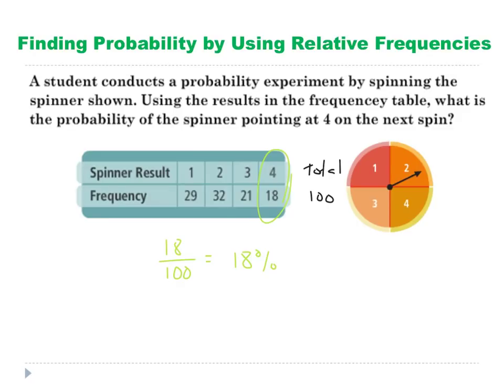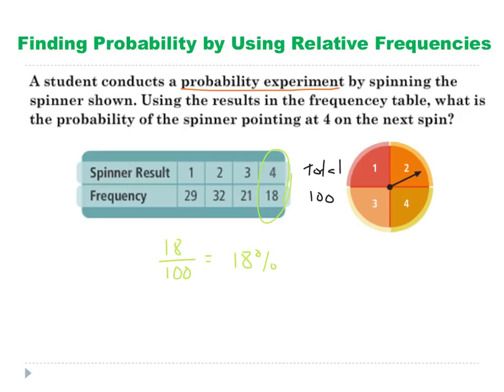All right, so again, we had to add them all up. Here there were 100 total. The frequency of spinning a 4 on the next spin happened 18 times. 18 out of 100 gives us a probability of 18%. Again, this is an experimental probability, and we actually see a student conducts a probability experiment, okay?